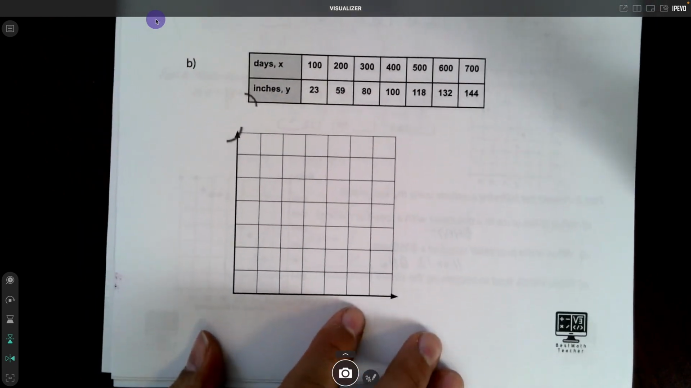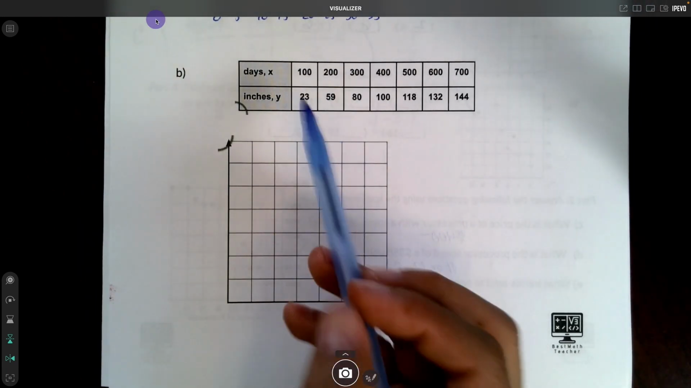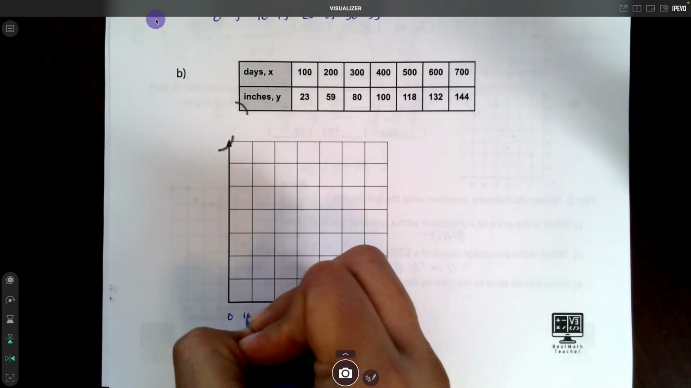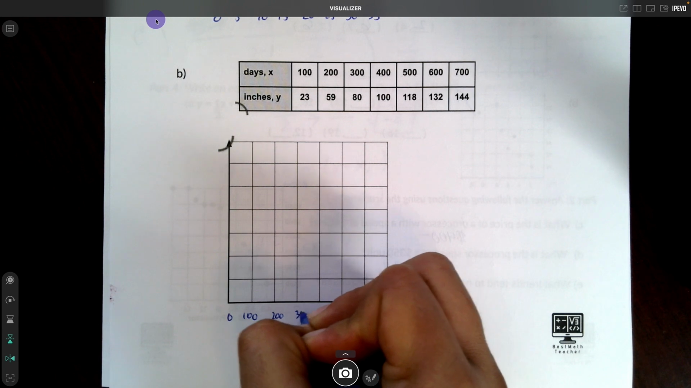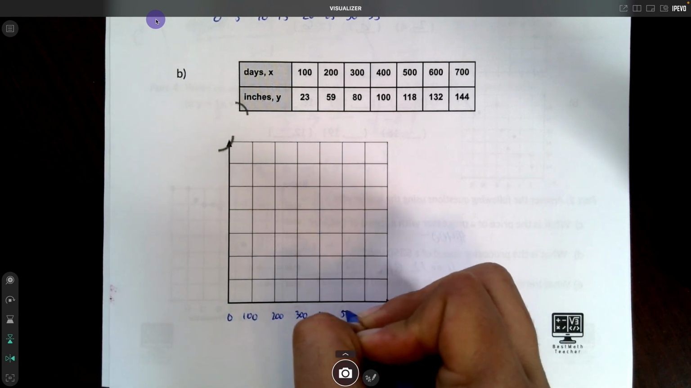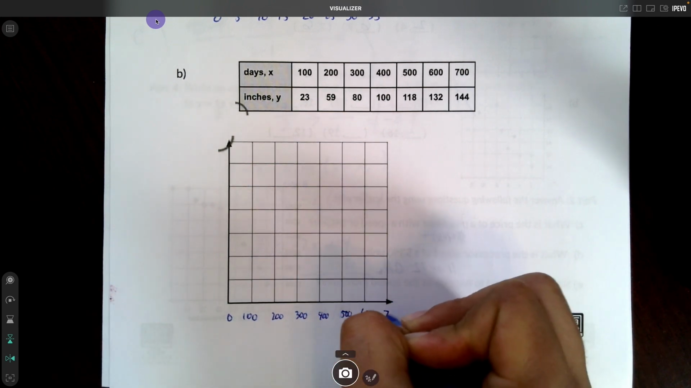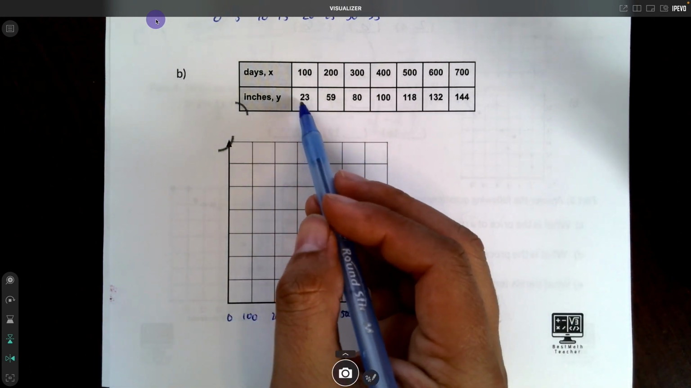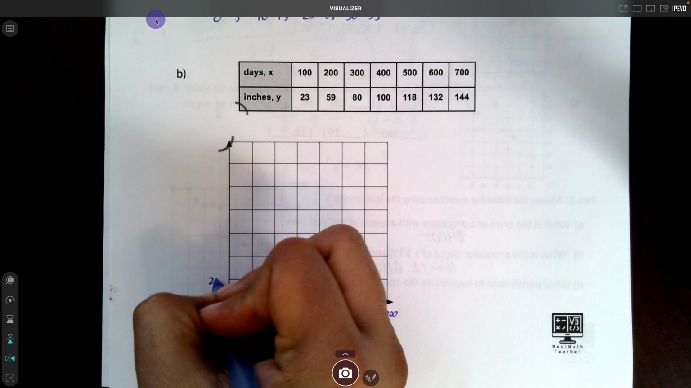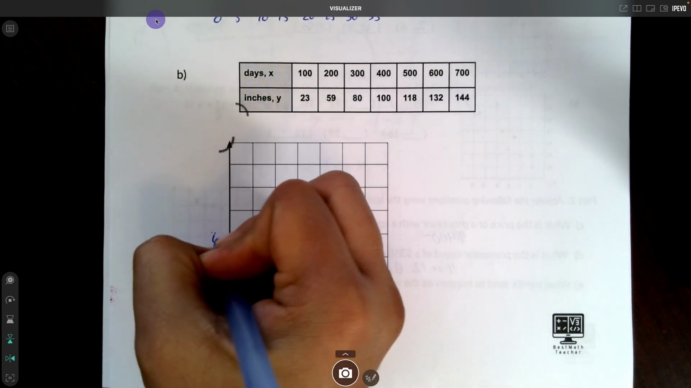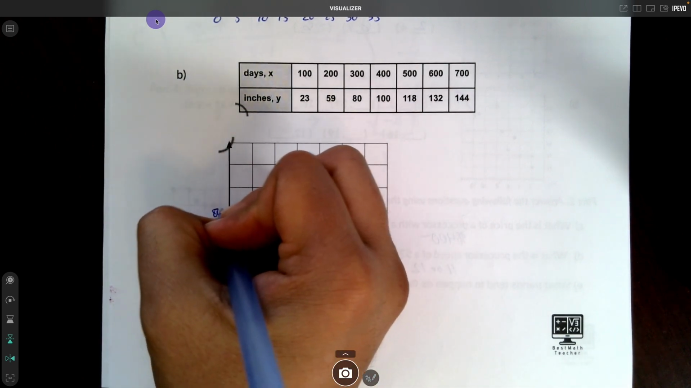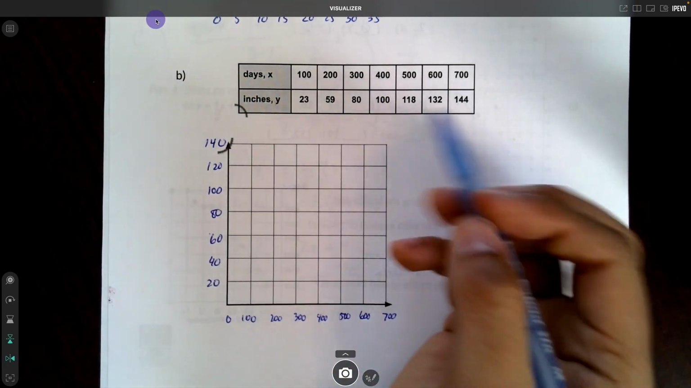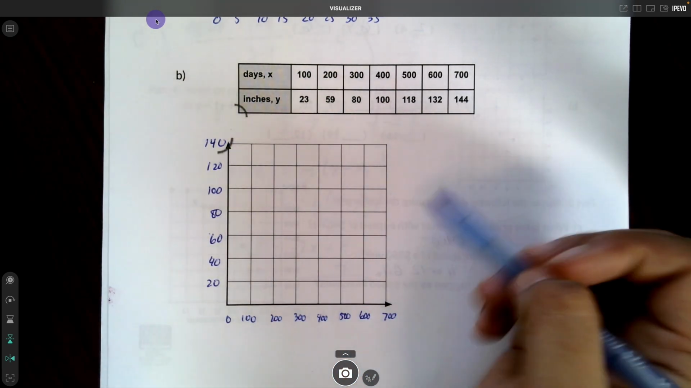Do you guys think you can do this one on your own? It looks like the days are about the same. So 0, 100, 200, 300, 400, 500, 600, 700. And then this is in inches, between 20 and 140. I think it could probably do 20, 40, 60, increments of 20. So that's me helping you guys out. Yep, it's going to go above just a little bit.